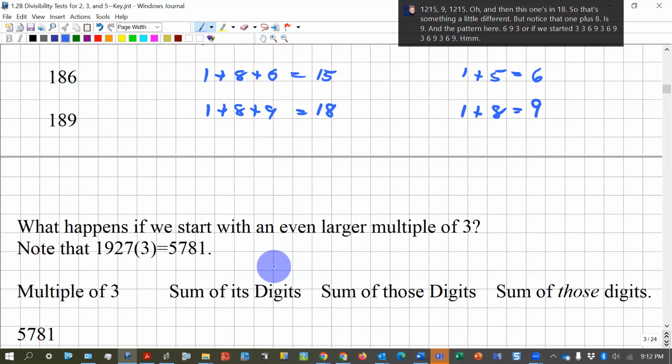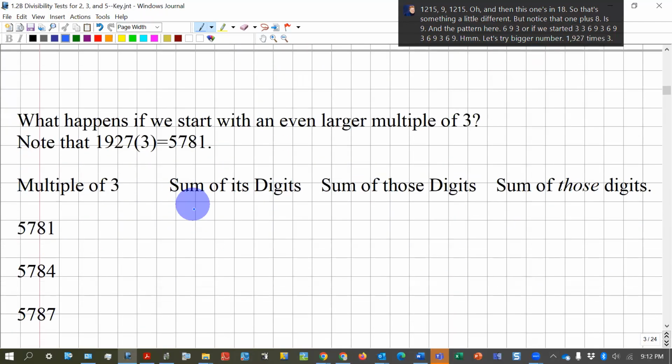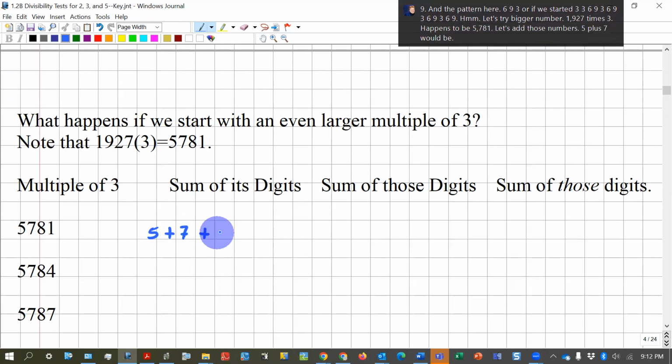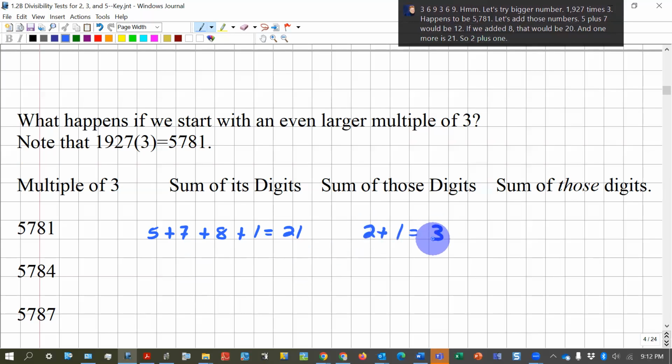Let's try a bigger number. 1,927 times 3 happens to be 5,781. Let's add those numbers. 5 plus 7 would be 12. If we added 8, that would be 20. And 1 more is 21. So 2 plus 1 is 3.